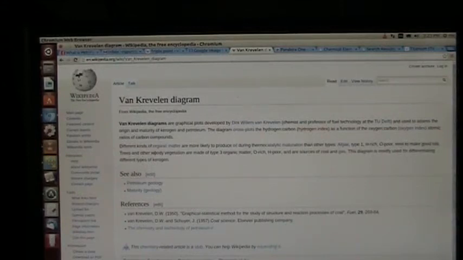Now, trees and other woody vegetation are made of type 3 organic matter, oxygen-rich, hydrogen-poor, and are sources of coal and gas. And this diagram tells the differentiation between the different types of kerogens. Anyway, again, it's understood stuff. It's kind of technical, but it is understood, and this is exactly what's happening to the specimens that I'm going to show you.